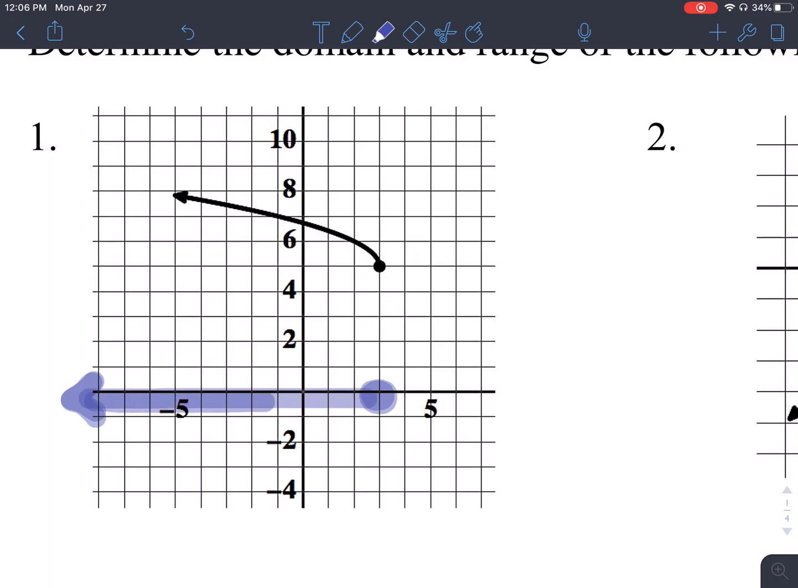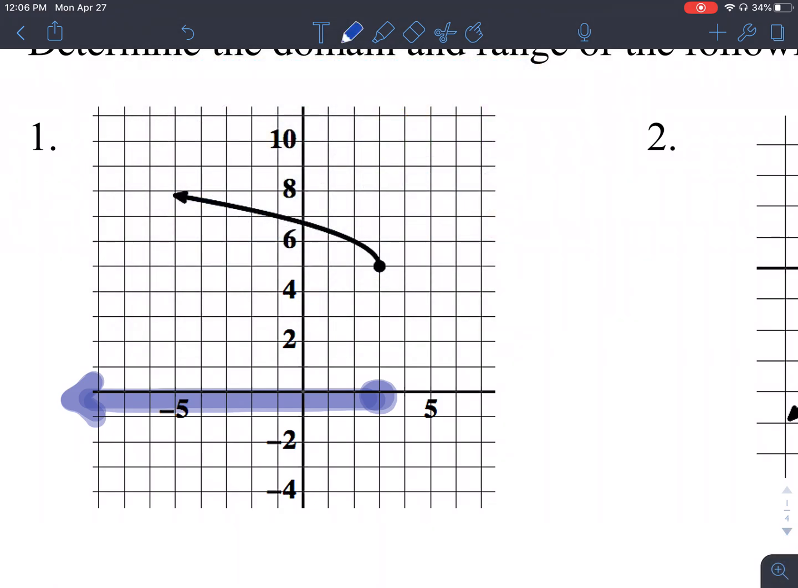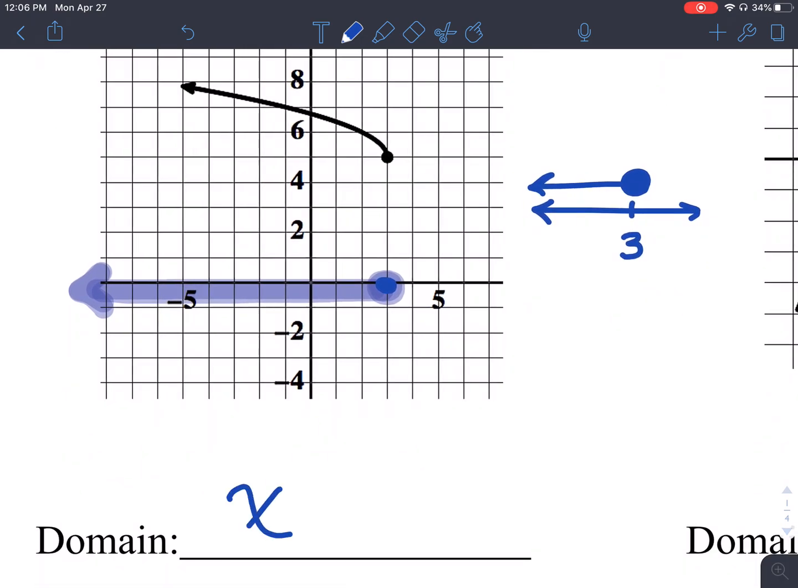And now it's all the way back to middle school, really. How do we write that as an inequality? If I think about my number line I just created, that x value right here is 1, 2, 3, and it has a closed circle. And then I can go all the way to the left. So if I write that as an inequality, it's x is less than or equal to 3.